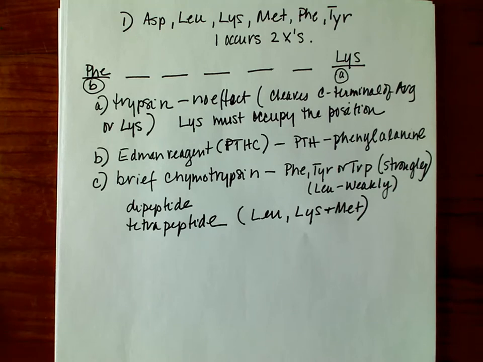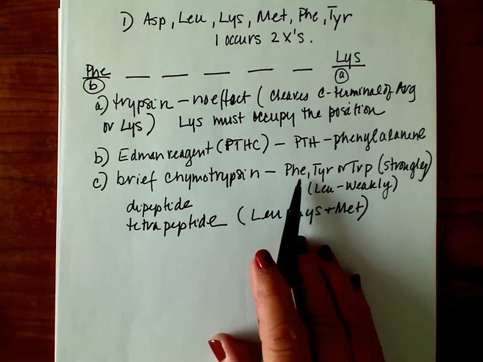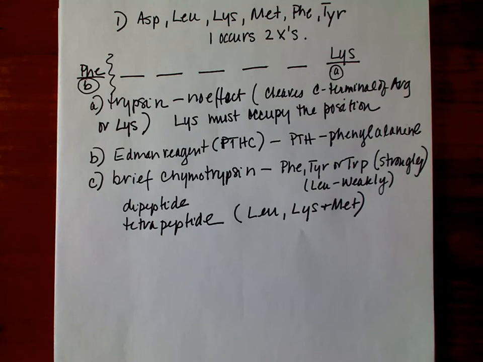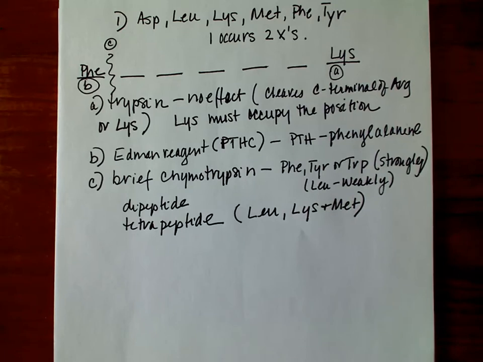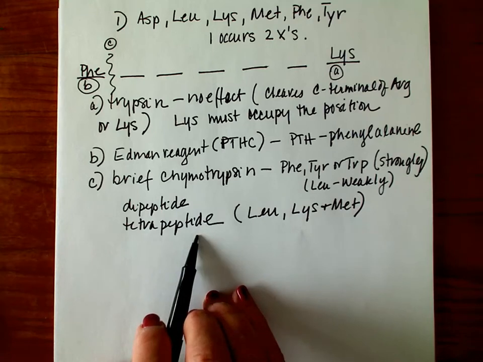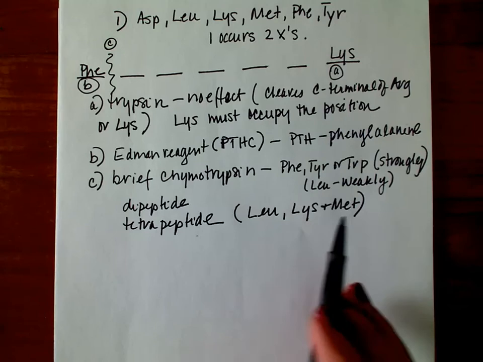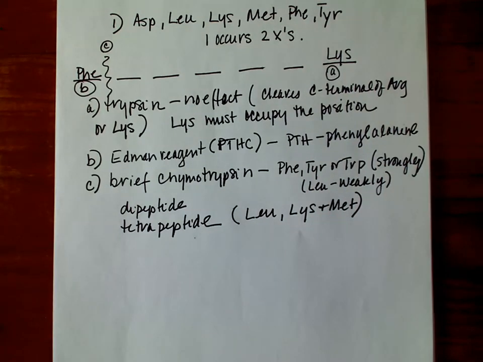So if we treat this with chymotrypsin, we would expect a cleavage of the N-term phenylalanine. So we get that from C, and we're not told about that. And we get a dipeptide and a tetrapeptide. That tetrapeptide contains lysine. We have a lysine at the C term of our peptide.